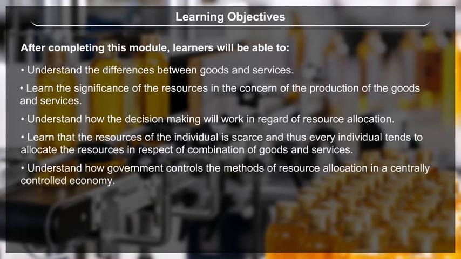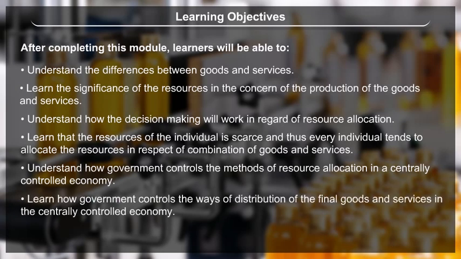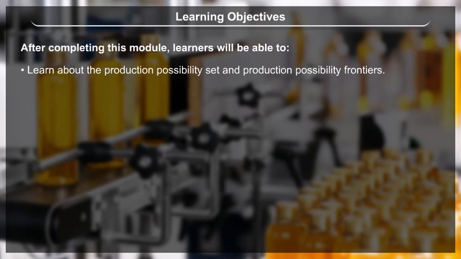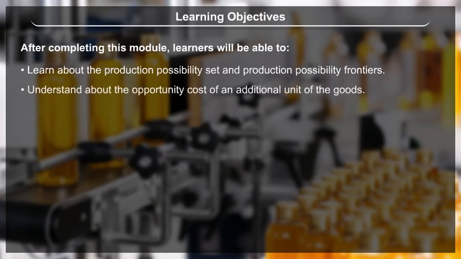Understand how government controls the methods of resource allocation in a centrally controlled economy. Learn how government controls the ways of distribution of the final goods and services in the centrally controlled economy. Learn about the production possibility set and production possibility frontiers. Understand the opportunity cost of an additional unit of the goods.